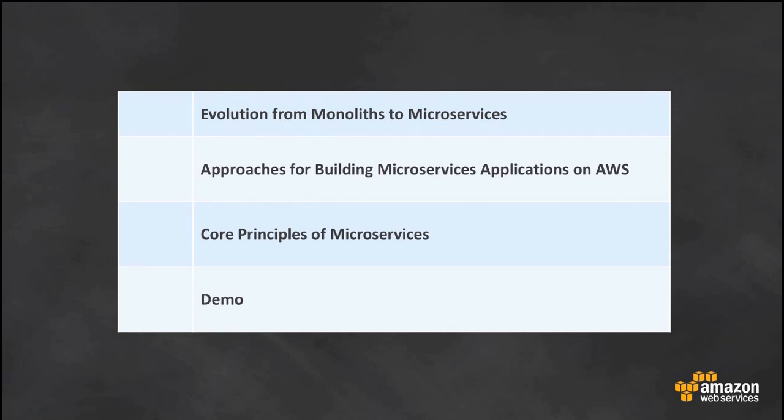We will take a look at the evolution from monolith to microservices. And then we will review several approaches that you can take in order to build a microservices application on AWS. And we'll take a look at some of the core principles and best practices that we recommend when you design your microservices application. And lastly, we'll do the demo.